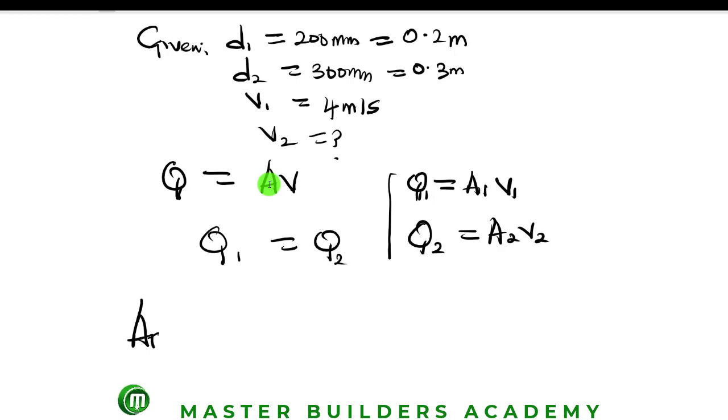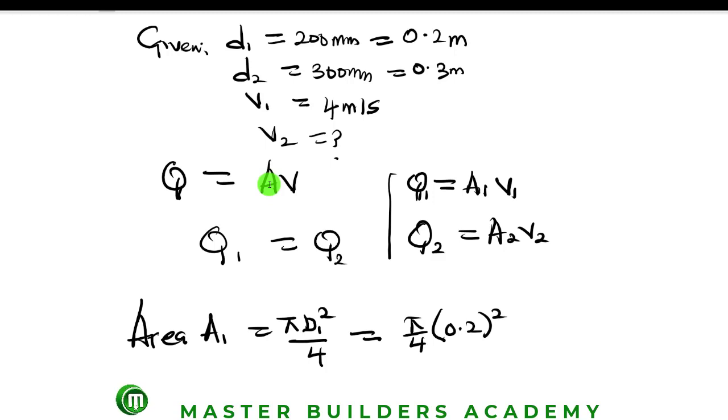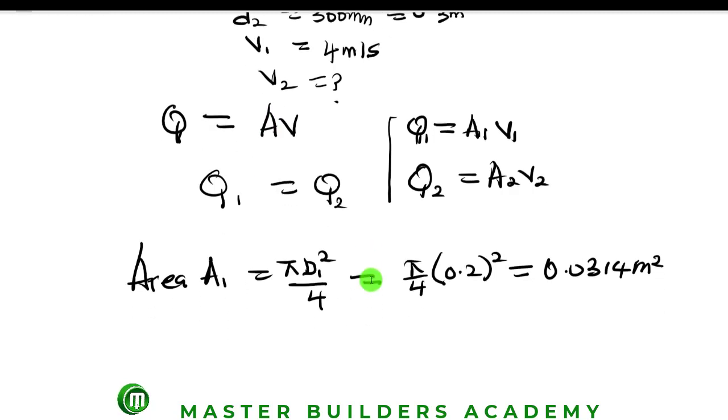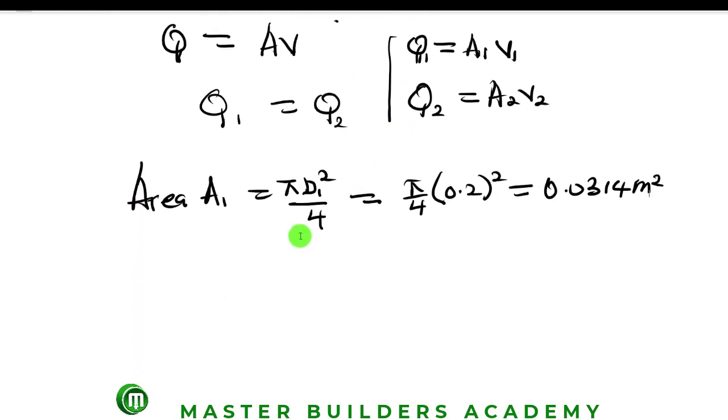Area 1 is equal to pi d1 squared all over 4, and this will give us pi over 4 multiplied by 0.2 squared, and then when we input this in our calculator, our answer will be 0.0314 meter squared. All right, so now we have obtained area 1. Again, we have diameter 2 as 0.2, so we also find area 2.